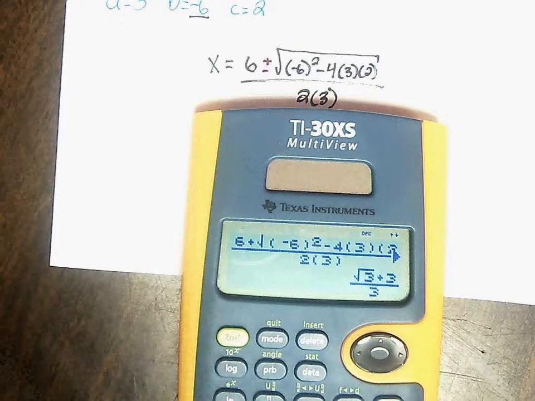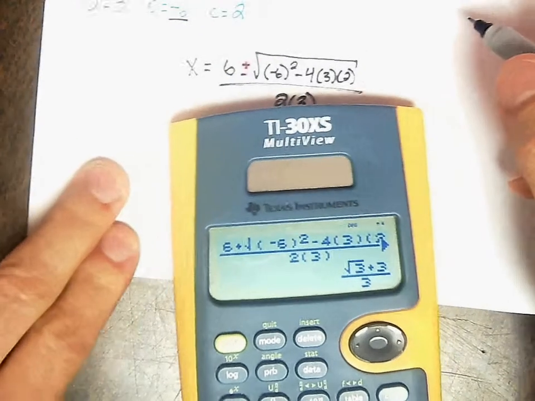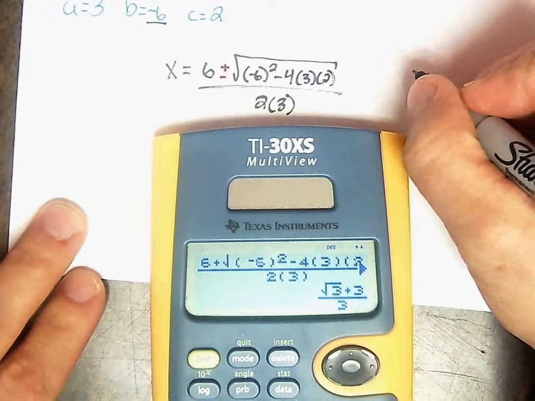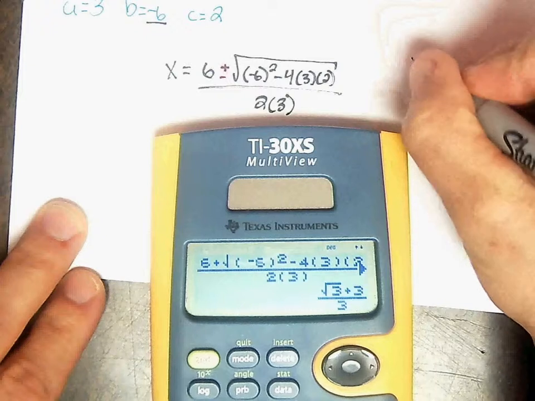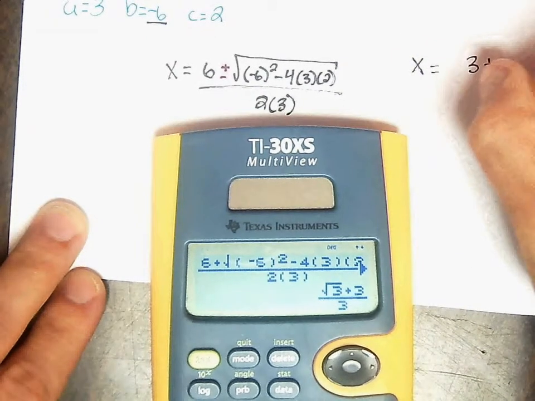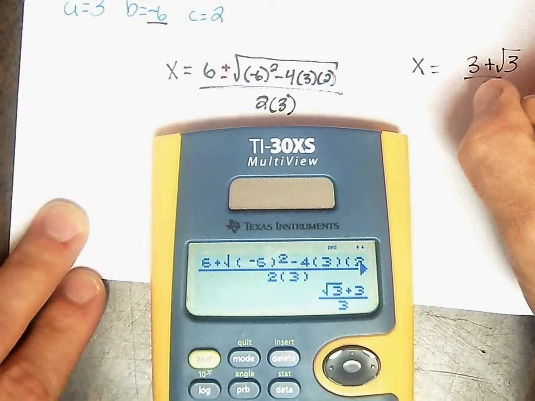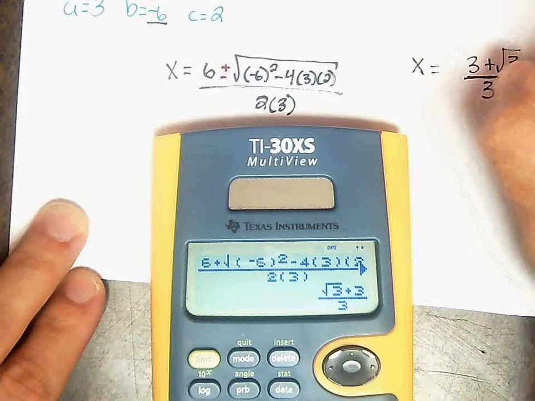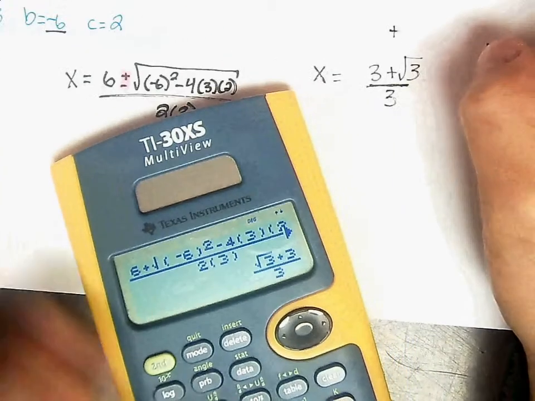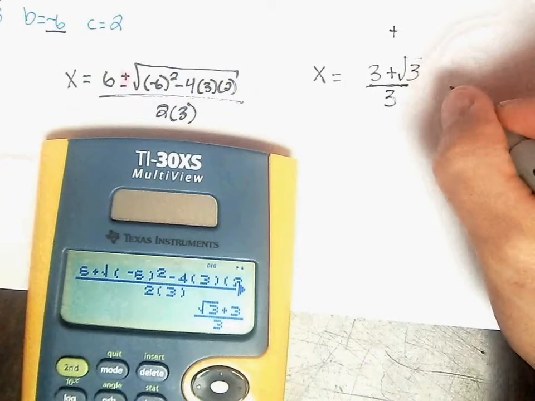So one of my answers is this. However, I'm not going to write it like that. I kind of explained this to you already. So you see the square root of 3 plus 3 over 3. I'm going to write it as 3 plus the square root of 3 over 3. Okay, so that's my plus answer. Remember, you're going to have two answers. You're going to have a plus answer and a minus answer.